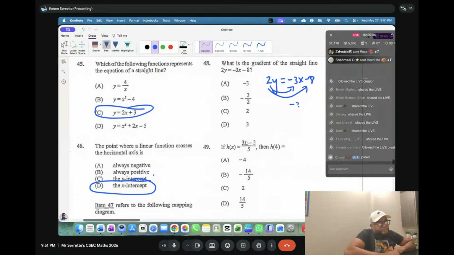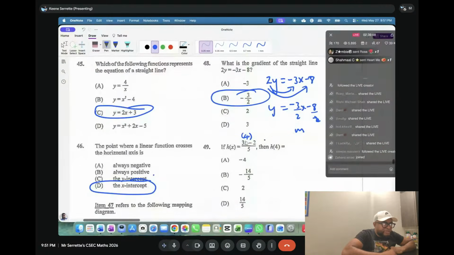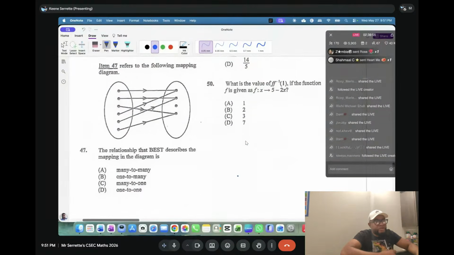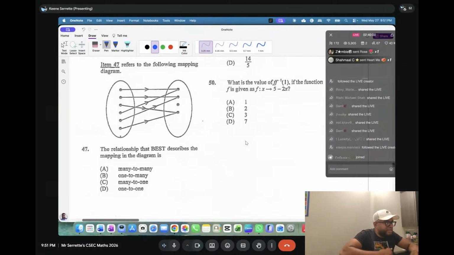Right, so it'll be negative 3 over 2x minus 8 over 2. That's y is equal to; your gradient would be the number in front of x. 4 times 3 is 12, 12 minus 2 is what? 10, 10 divided by 5 will be... Well, we're finishing this in record time. I'm sure we can finish the next 10 questions in 10 minutes. The relation that best describes the mapping diagram above: what do we have? Yeah, we have many to one here.